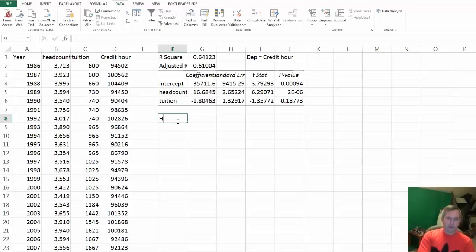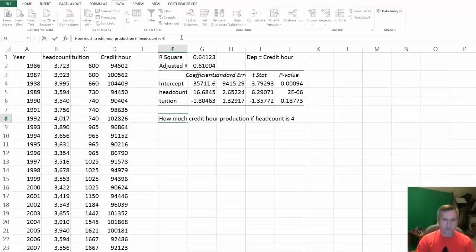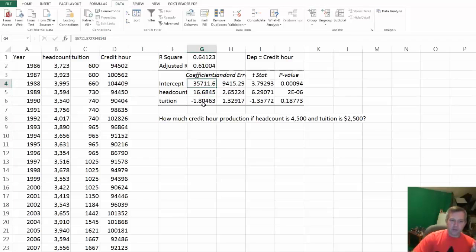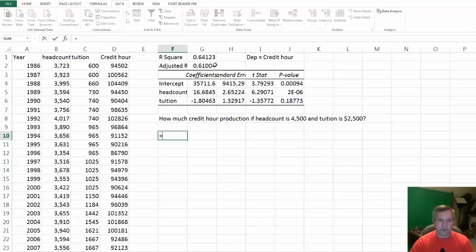Can we predict how much credit hour production there would be if head count is, I'll just say 4,500 just to guess, and tuition is 2,500? So the question is, how much credit hour production would there be if head count is 4,500 students and tuition is 2,500? Again, you would just use your equation to come up with this estimate. So you could just type it in the way that my results are right here.